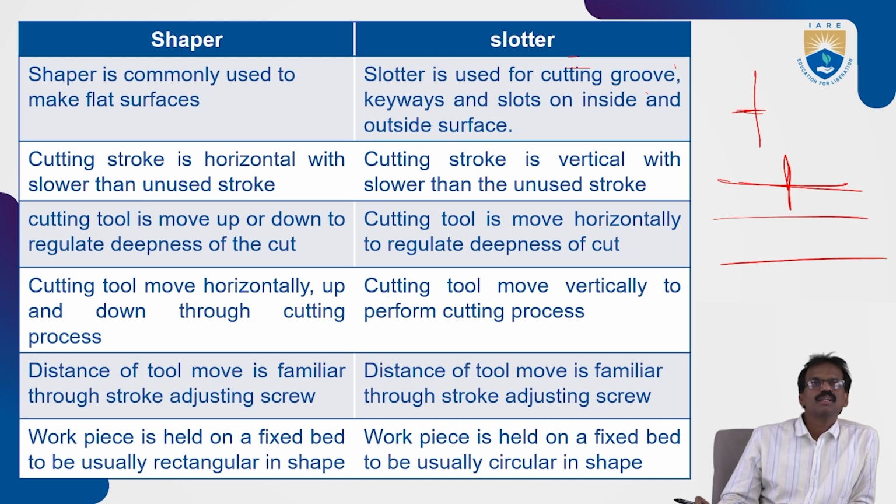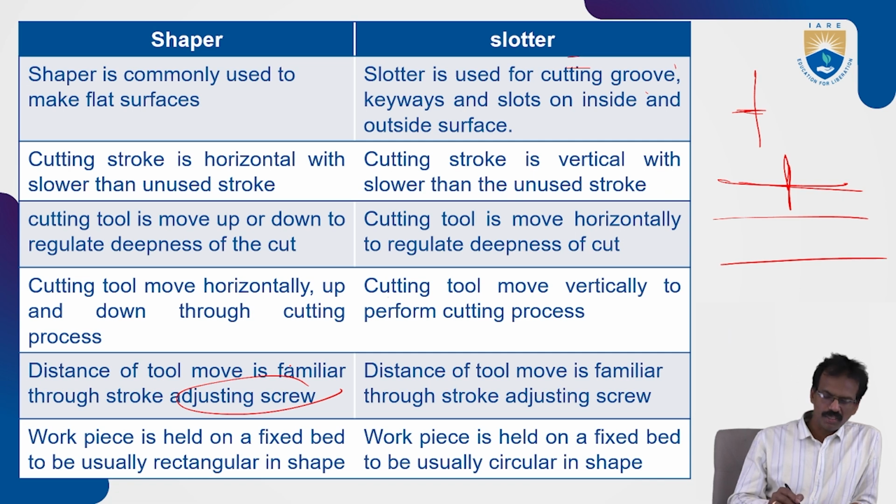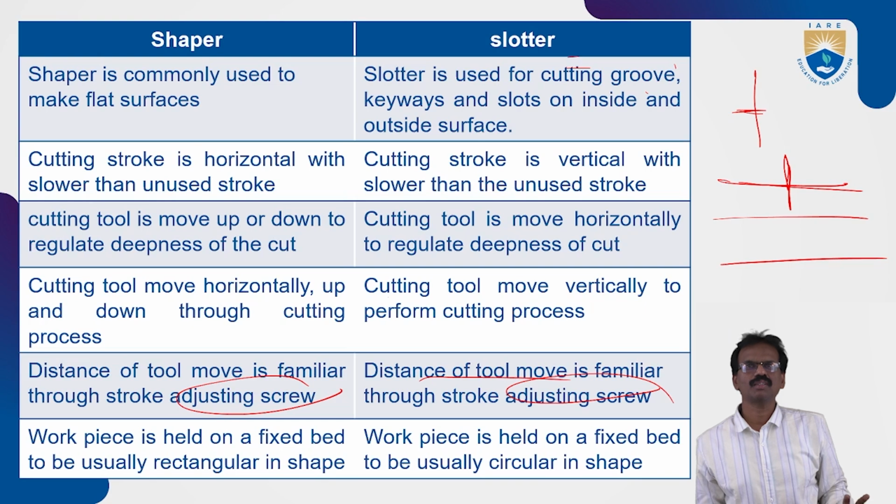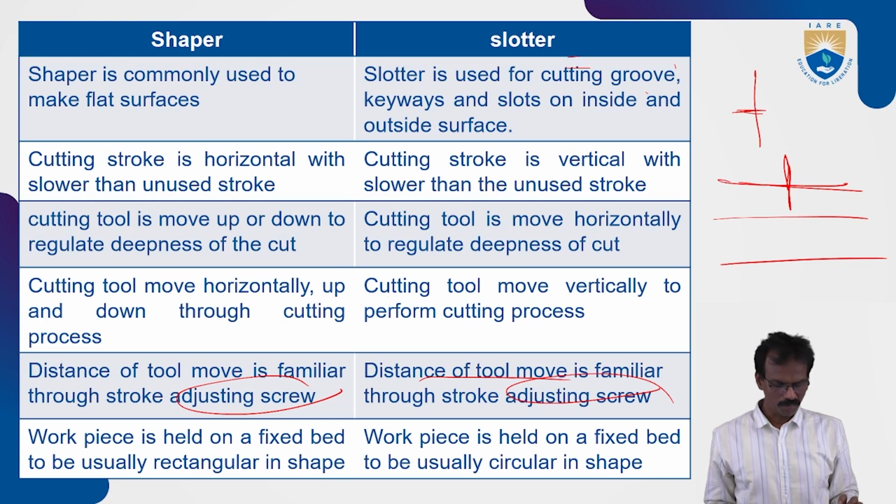Next, the distance of the tool move is varied through the stroke adjustment screw. So we can adjust the stroke length, and here also the distance of the tool move is varied through the stroke adjustment screw. Same, you can adjust the stroke length. So, okay, forward movement and backward movement.